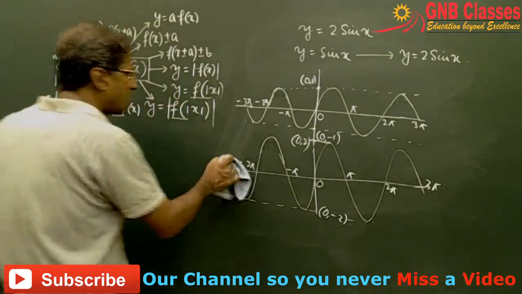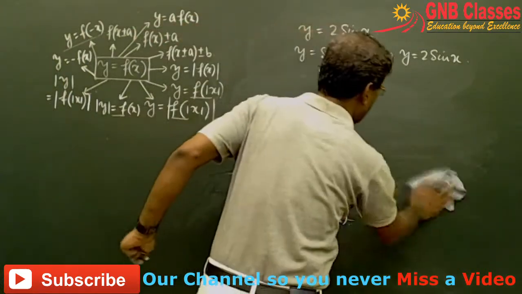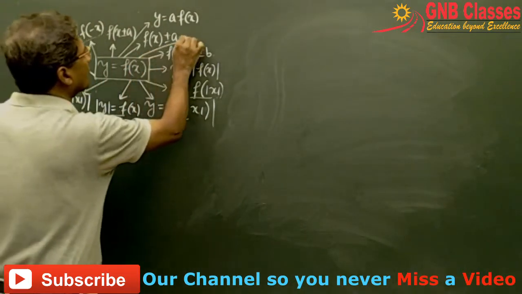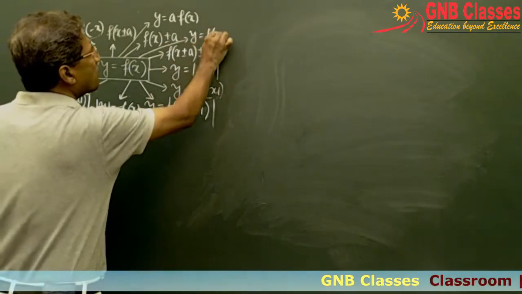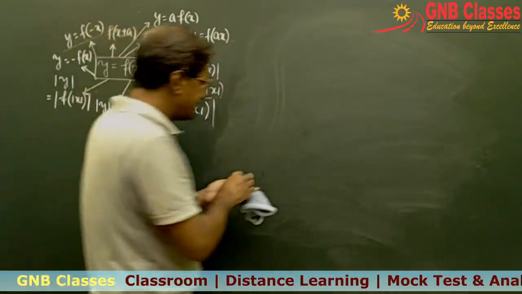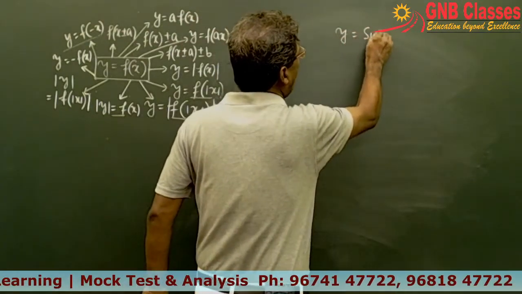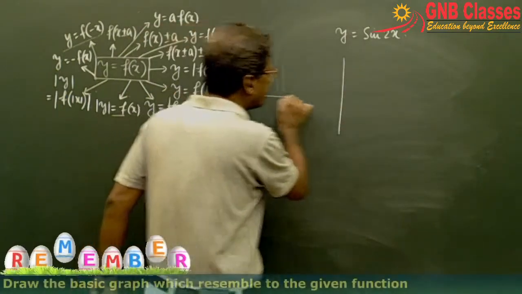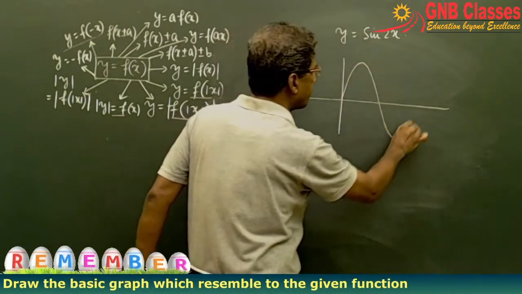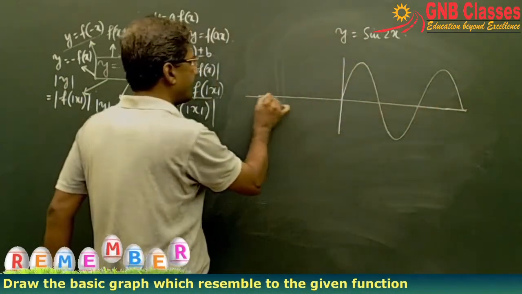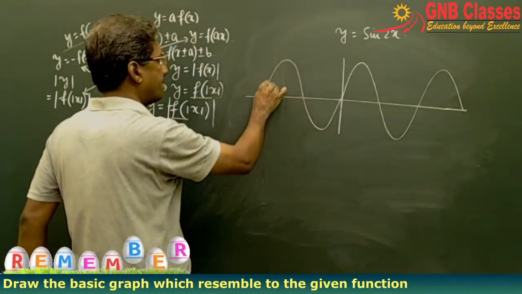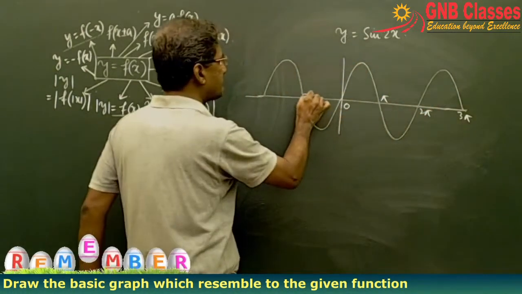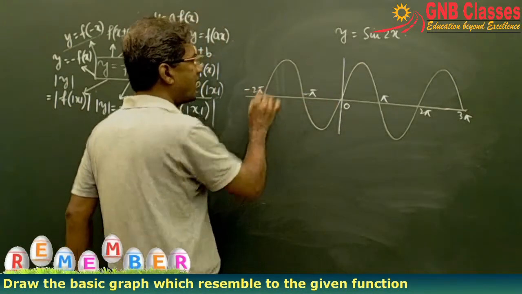Okay. Now let us come to the last transformation, which is y equals f of ax. Is it clear? Suppose I have asked you to draw the graph of y equals sine 2x. This graph we have to draw. So what we will do is, we will draw the basic graph. This is our 0, pi, 2 pi, 3 pi, minus pi, minus 2 pi, and this goes on, right?